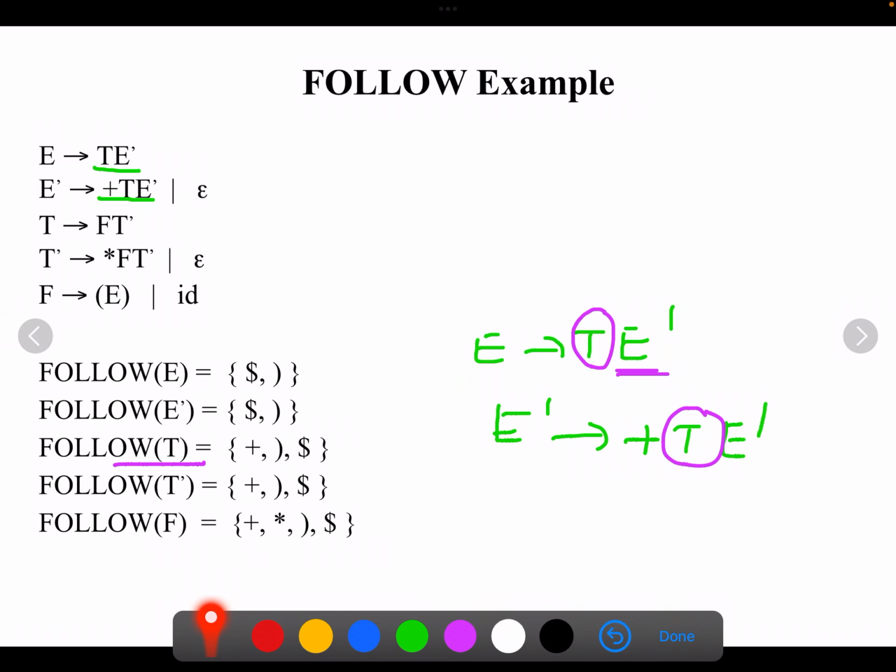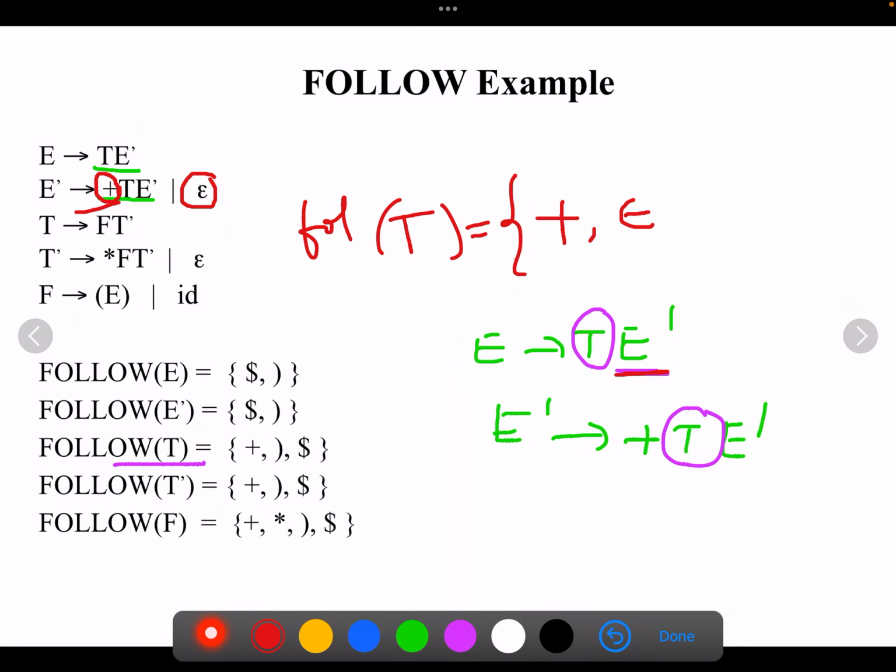Okay, so we will see what is first of E dash. In the previous example we already explained, so here also you can check that first of E dash is plus and epsilon. If it is only terminals, we can directly include them. So follow of T is E dash, where E dash is having plus as a first element, plus I will write, but it is having epsilon also, but epsilon is not allowed in the follow set. In that case, as per the algorithm, remove epsilon.